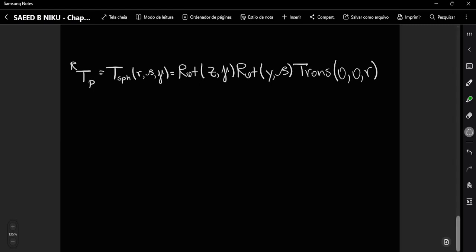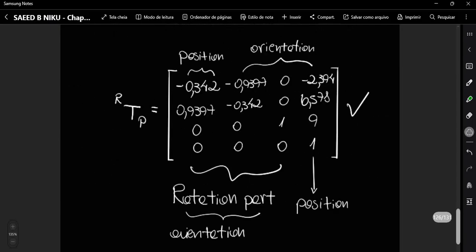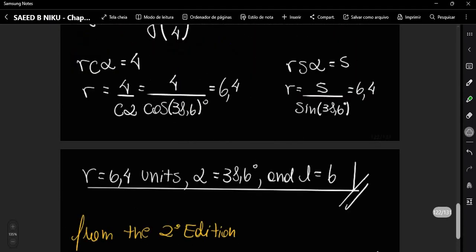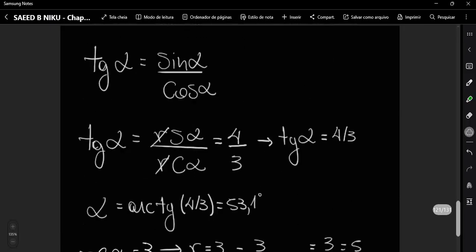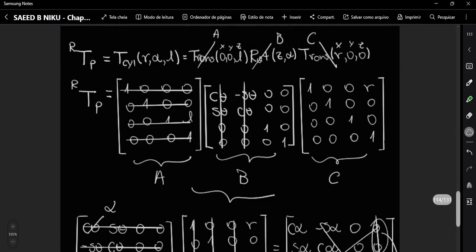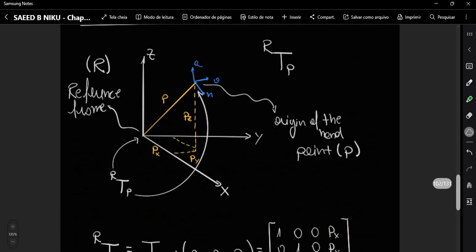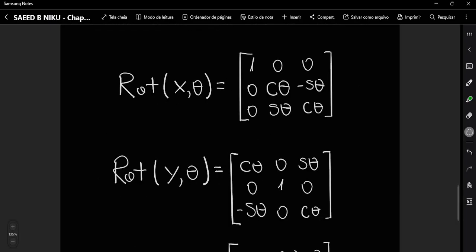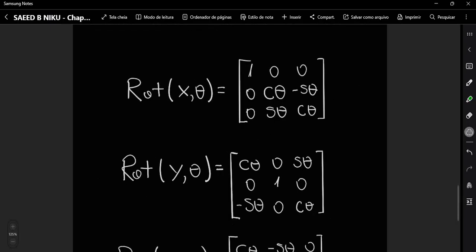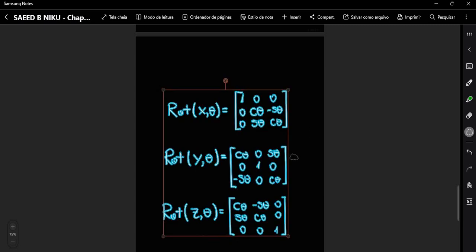And now let's copy the characteristic transformations of rotation, the characteristic transformations of rotation about the axis. Let me find right here the characteristic transformations of rotation about the axis. Let me copy and we will use it.